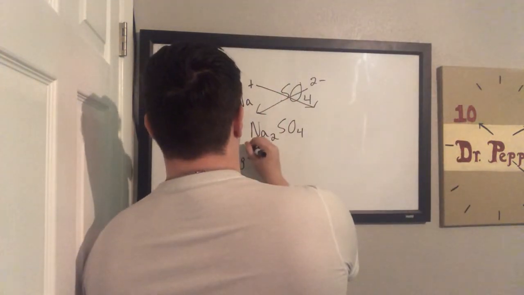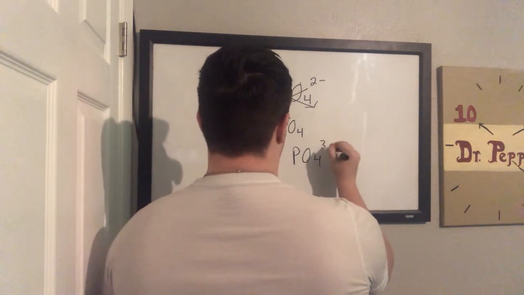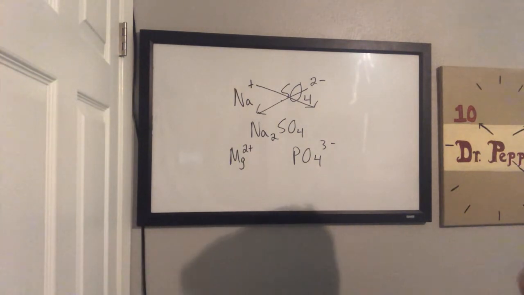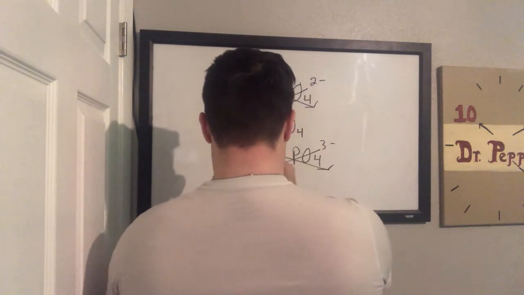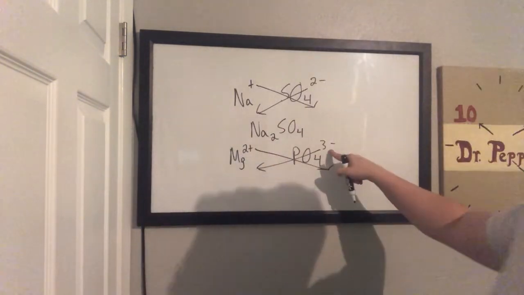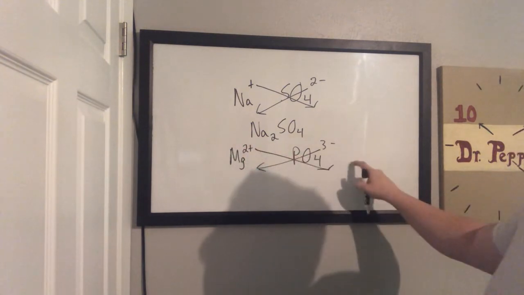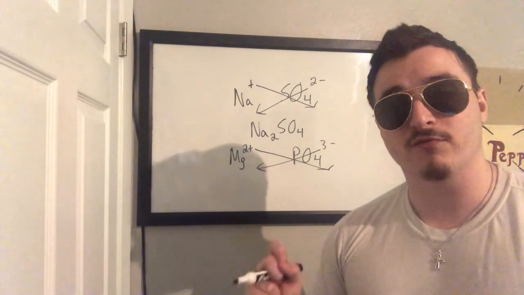The second example is between magnesium and phosphate. Magnesium has a charge of 2. Phosphate, if you look at your polyatomic ion sheet, is PO4 with a charge of -3. Exact same technique. Crisscross, swap and drop, whatever floats your boat. This 3 from phosphate is going to go to magnesium, and this 2 from magnesium is going to go to phosphate. I am not going to change the PO4.